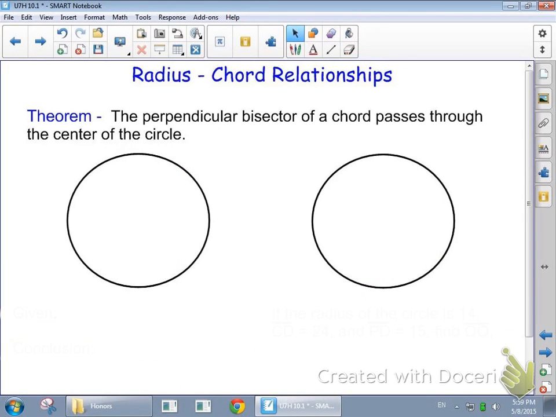Our last theorem states that the perpendicular bisector of a chord passes through the center of the circle. So in this circle, we have chord XY. Let me draw this in. Okay. We have a chord XY. And I'm going to draw in the perpendicular bisector to that chord.